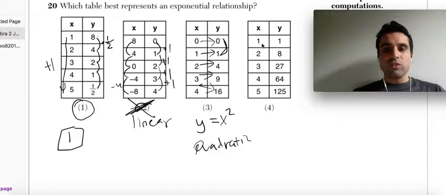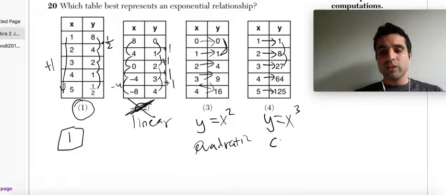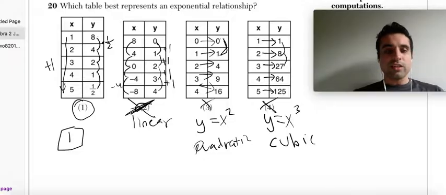And if we look at this one, again, 1 times 8 is 8, but 8 times 8 is not 27, so that's not exponential. If you look at this carefully, 1 to the third power is 1. 2 to the third power is 8, because 2 times 2 is 4 times 2, 8. 3 cubed is 27. 4 cubed, 5 cubed. This becomes y equals x cubed. That's known as a cubic. So that's not exponential, because exponential has to have x in the exponent.